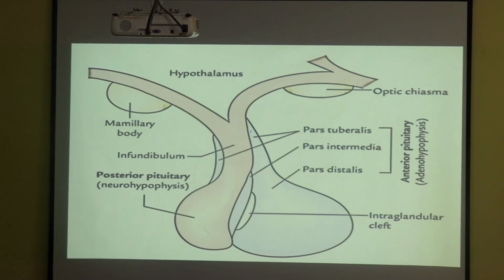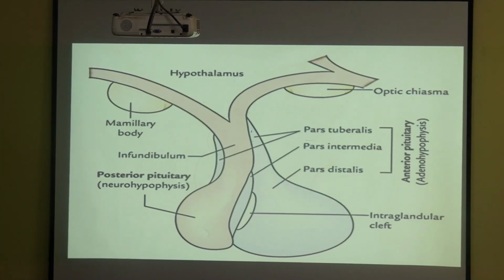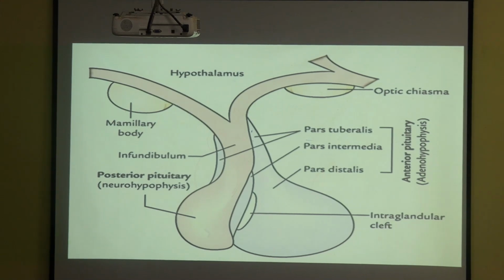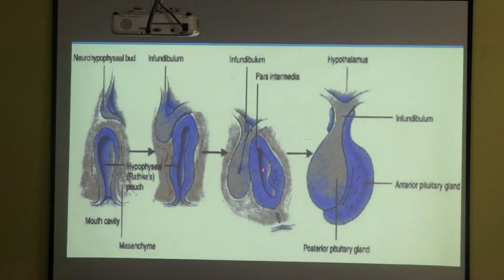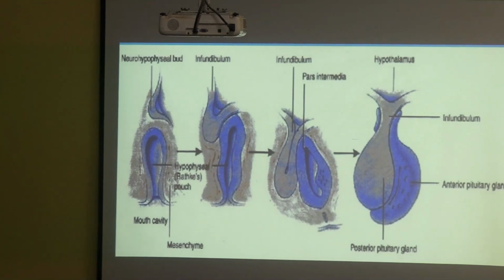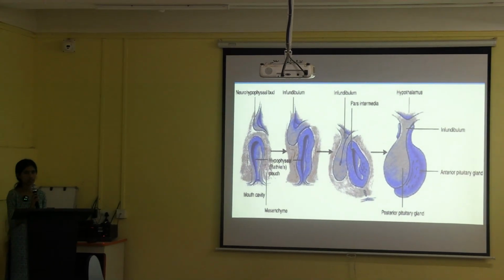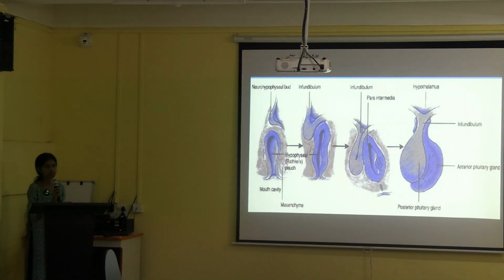Is it clear? So basically the Rathke's pouch will only give rise to the anterior part of the pituitary gland, the adenohypophysis. Don't think that this median cleft will form a cleft between the anterior and posterior parts of the pituitary gland. Is it clear? Any doubts?